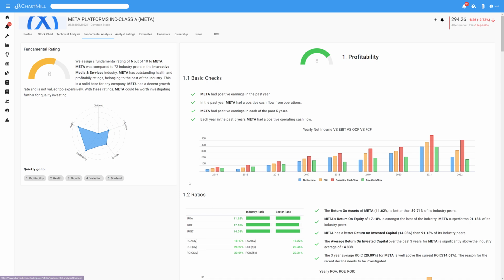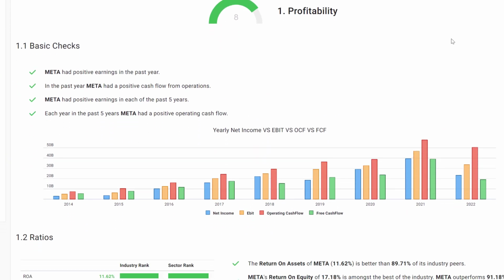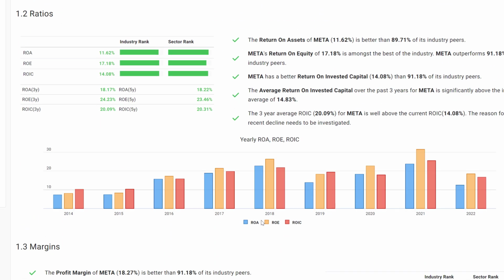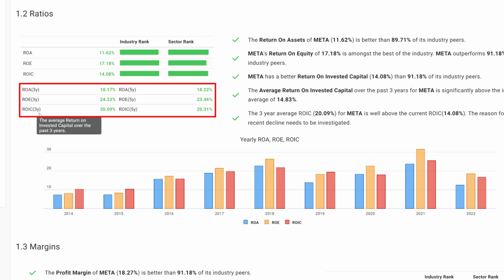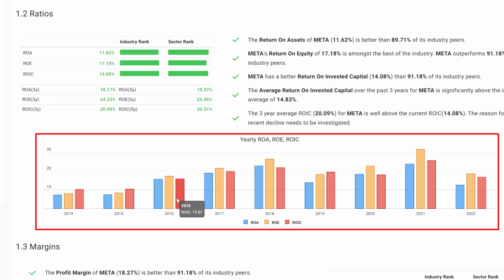The 5 basic components are shown on the right, and we'll start with the profitability section, which is broken into the basic checks, where you can see the evolution of net income, EBIT, as well as the operating and free cash flow, and then some ratios. The ratios that play a role in interpreting profitability being the return on assets, return on equity, and the return on invested capital. These measure how effectively a company uses its assets to generate profits. The report shows not only the current figure, but also the average over 3 and 5 years. And finally, the fundamental chart shows how these ratios have evolved since 2014.